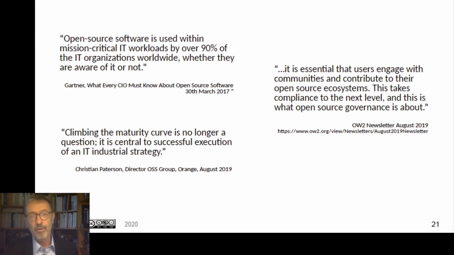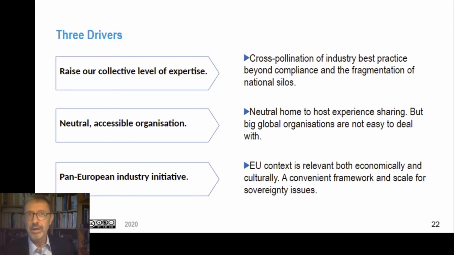And from our perspective at OW2, we wrote about a year ago that we felt it was important to look after our European ecosystem, and that contributing back would be, on behalf of the large end users, a good thing to do. So we've had discussions over a year and a half, and these discussions led to identifying three key needs or key drivers.